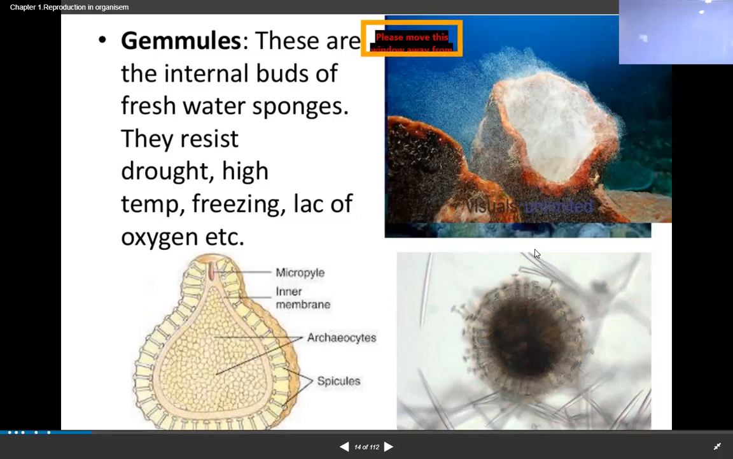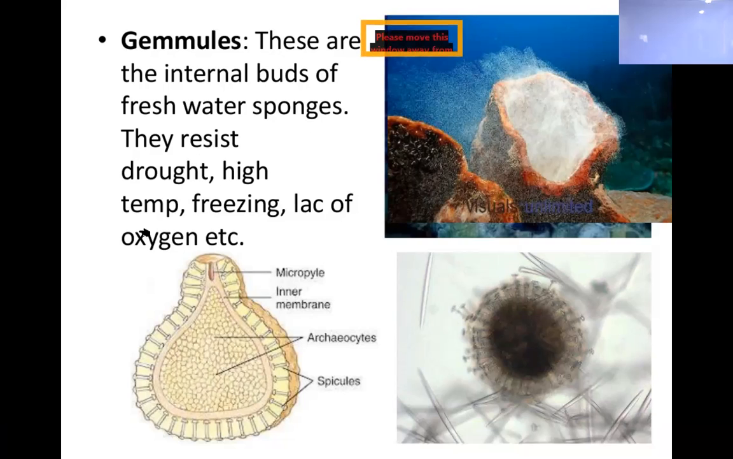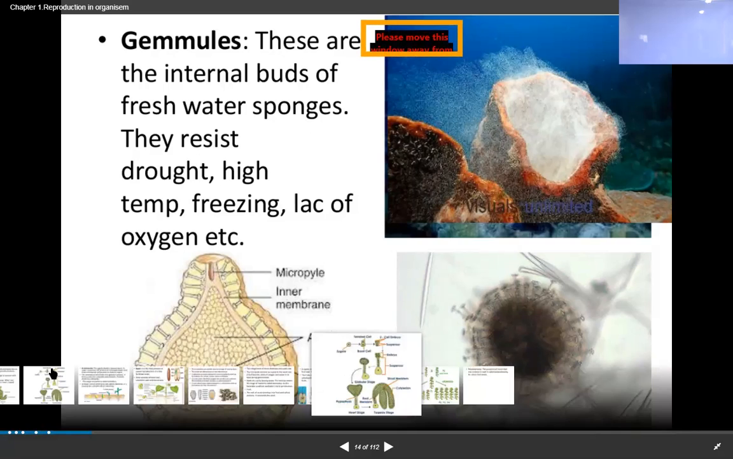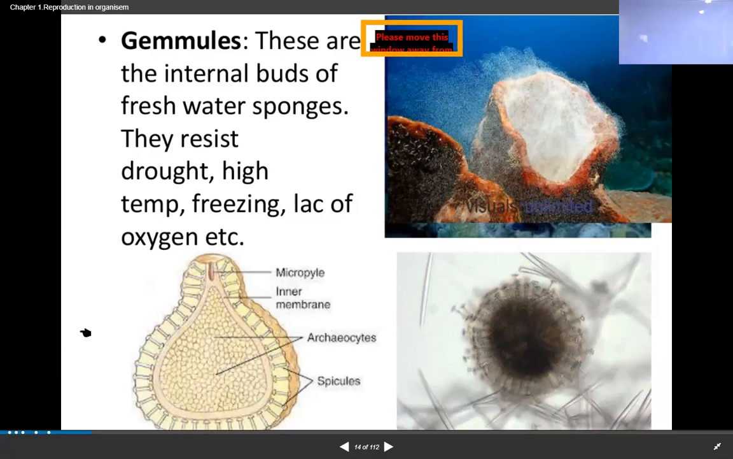Okay. So we are going to talk about gemmules now. These are the internal buds of freshwater sponges. Again, we are talking about lower organisms only. Understood? These are the internal buds of freshwater sponges. They resist drought, high temperature, freezing, and lack of oxygen. So, it is an internal bud formation formed only in sponges. It has asexually produced mass or aggregation of dormant cells.